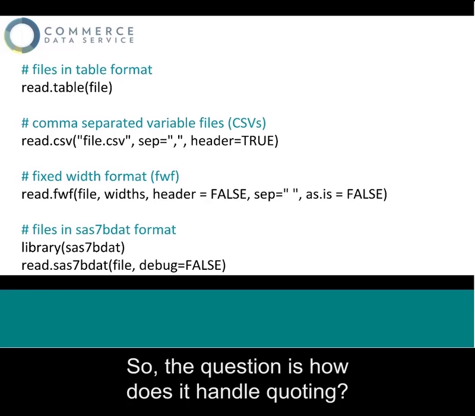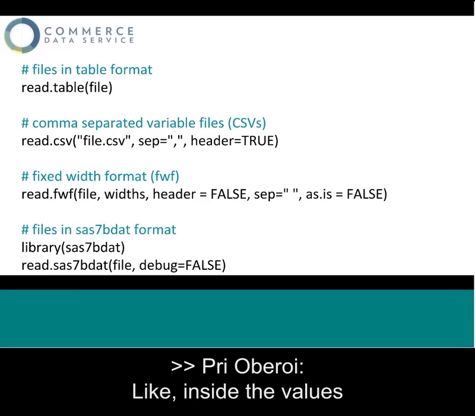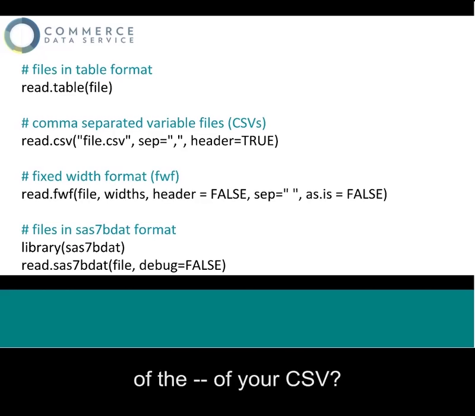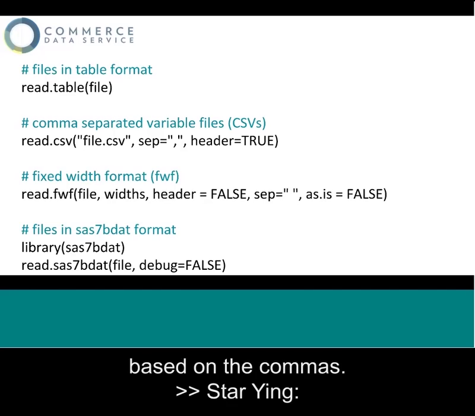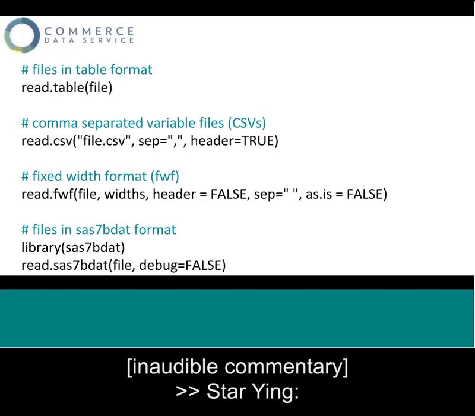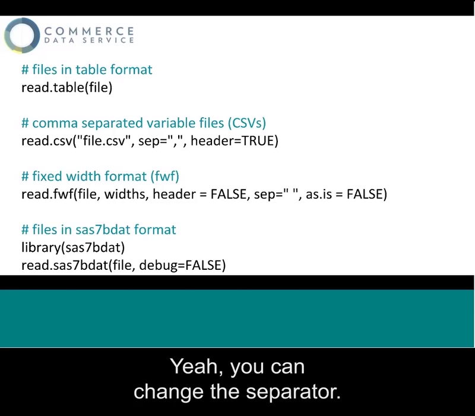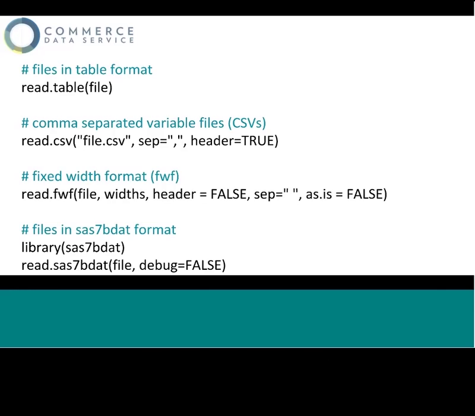So the question is, how does it handle quoting inside the values of your CSV? If your CSV has quotes in it, that's fine. It's only going to separate it based on the commas. I think it just passes it as a string. You can change the separator, and that's the only way I think you can.